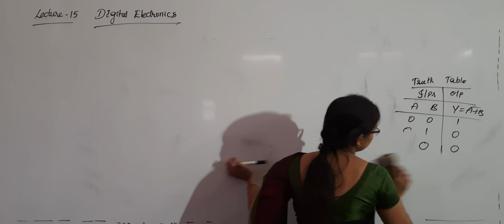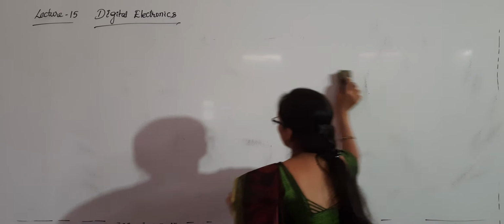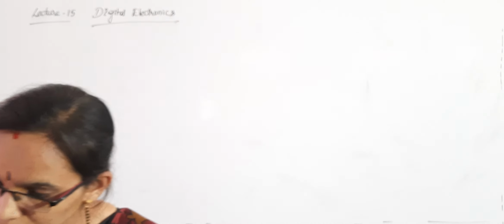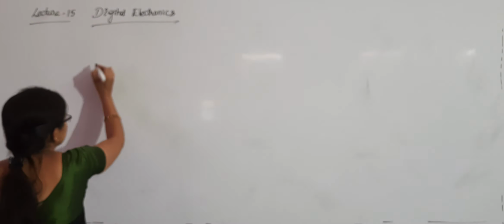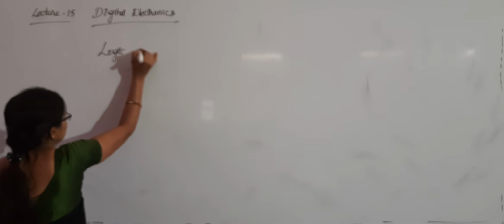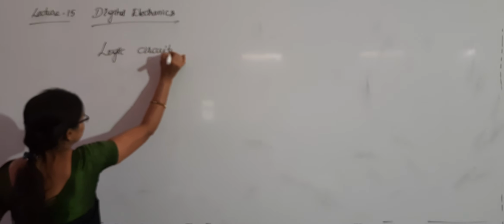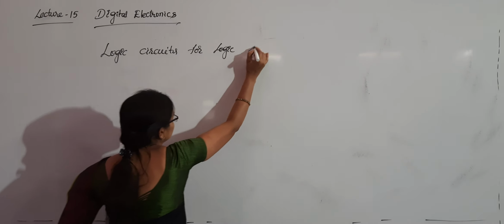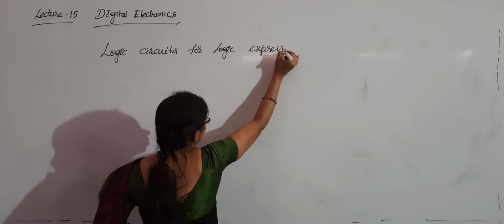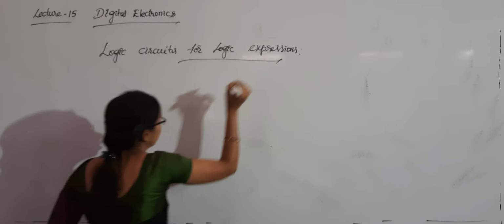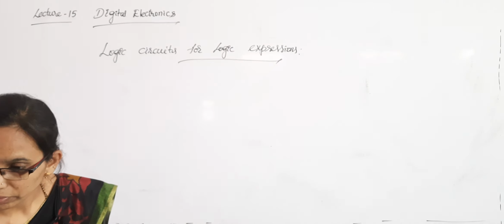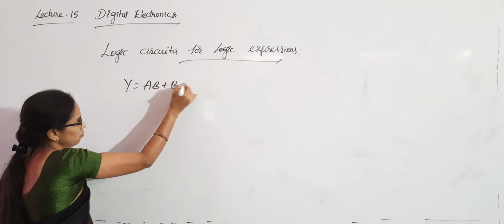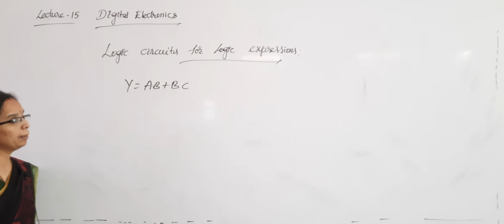The last topic is logic circuits for logic expressions. Logic circuits for logic expressions. First I write, very easy it will be. Y is equal to AB plus BC.